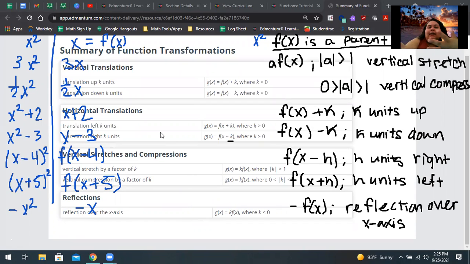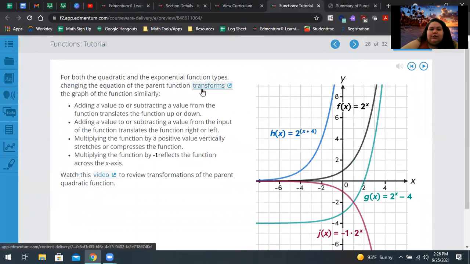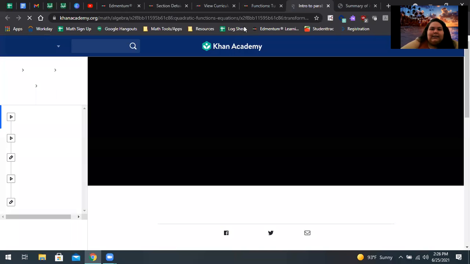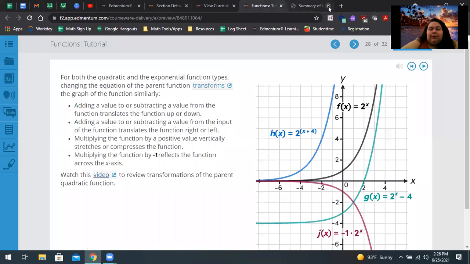Either you can look at mine and compare it to the examples that you see there in blue, or you can just take a screenshot of the actual chart. So keep in mind that chart is linked on slide 28, where you click under transformations. They do provide another video, which I won't play, but you can go ahead and click on it. I think it's through Khan Academy. They go a little bit more in depth into transforming parabolas.